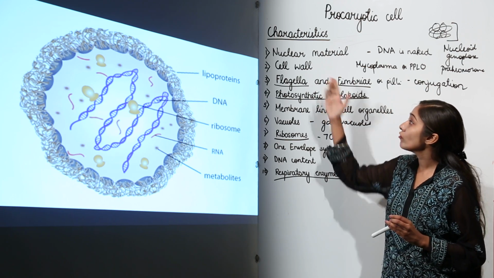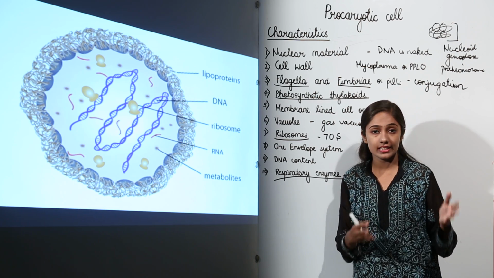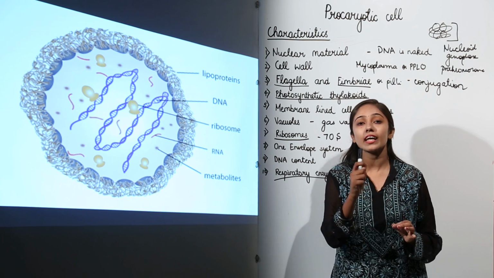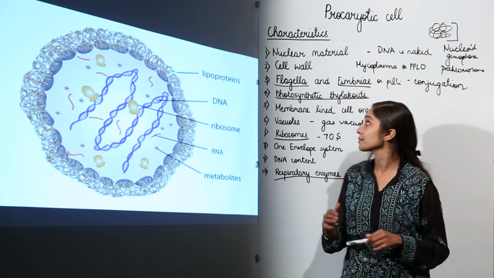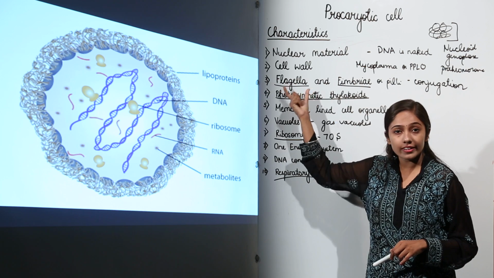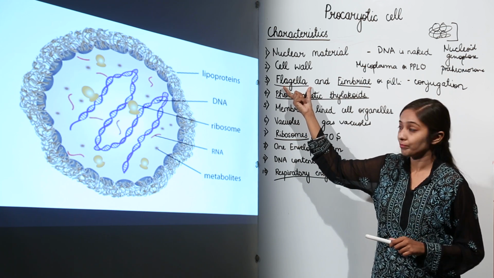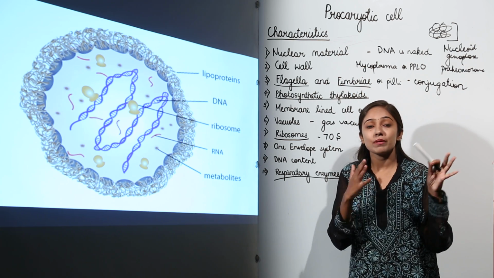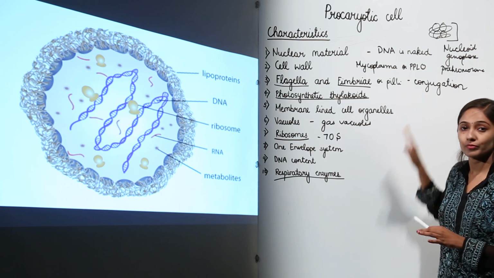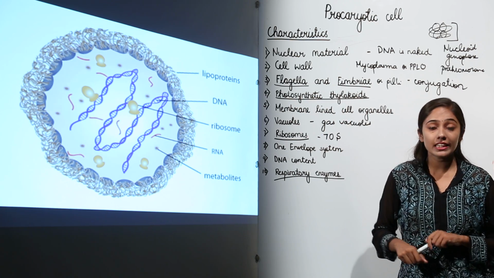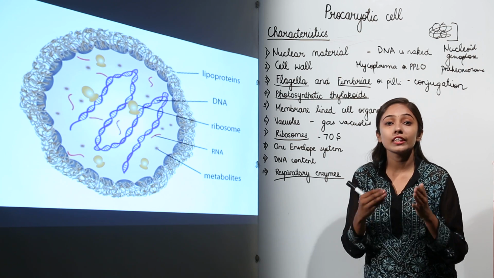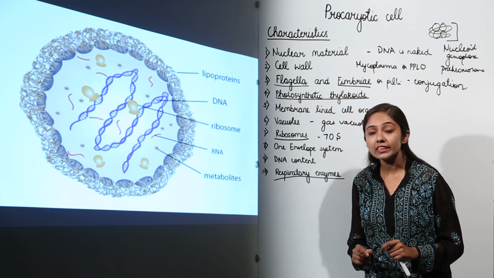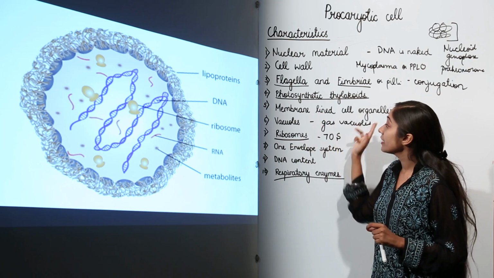Then the cell wall is there in bacteria and cyanobacteria. Cyanobacteria is blue-green algae, but in mycoplasma and PPLO, that is pleuropneumonia-like organisms, the cell wall is absent. Then flagella is single-stranded in a prokaryotic cell, and this helps in locomotion. Fimbriae and pili help in attachment, for example during a special reproduction that we call conjugation. Right? Photosynthetic thylakoids are there in bacteria that are autotrophic, means they prepare their own food. Then membrane-lined cell organelles such as endoplasmic reticulum, Golgi bodies, lysosomes are absent.